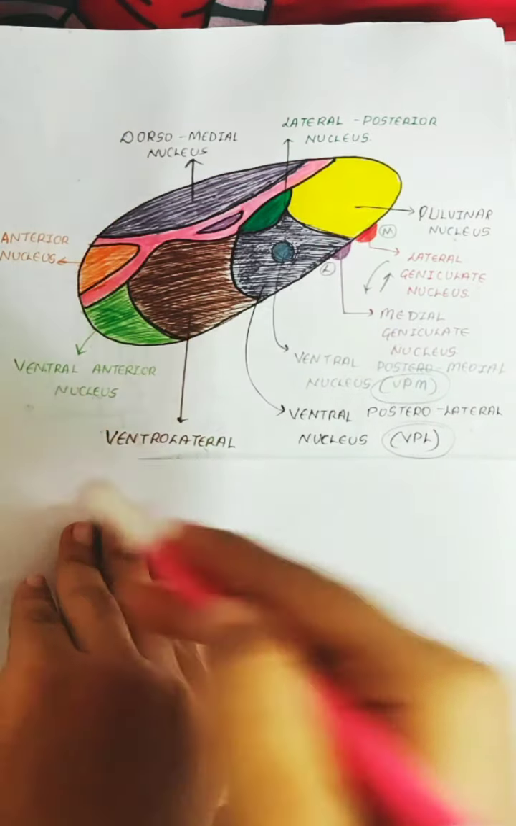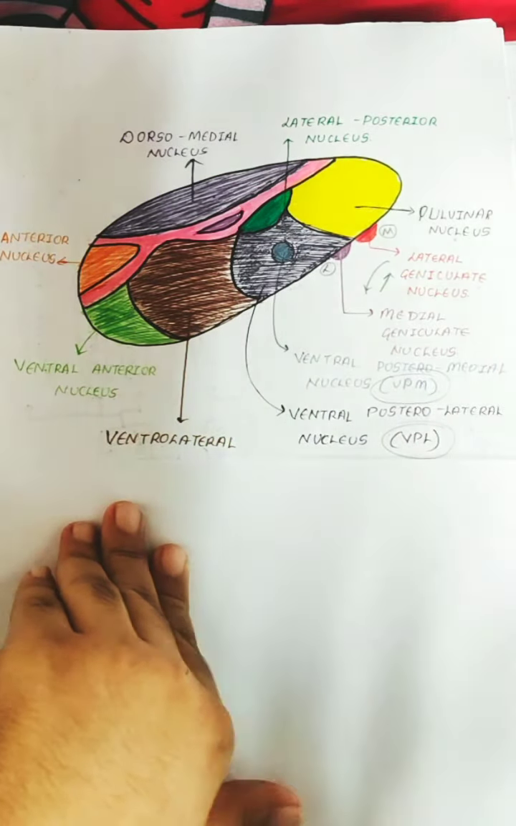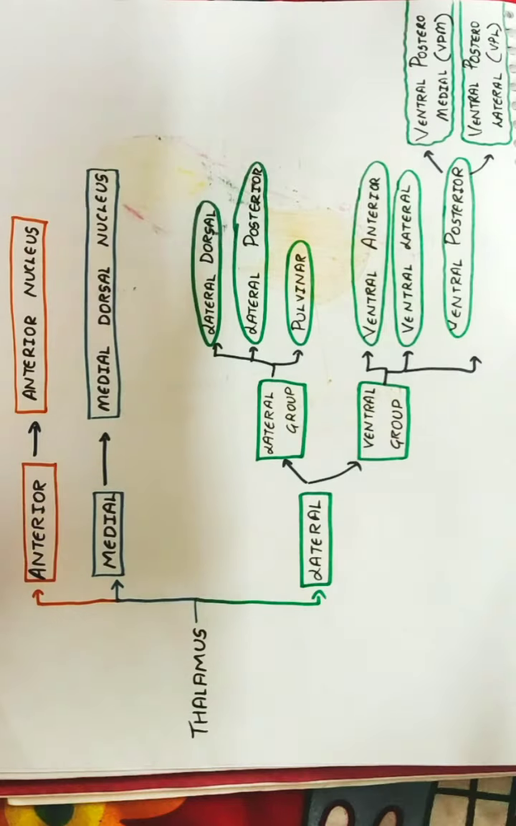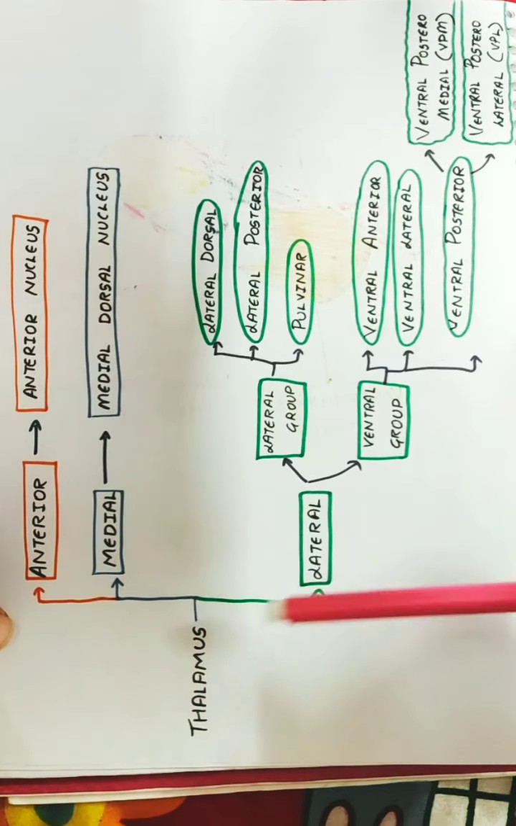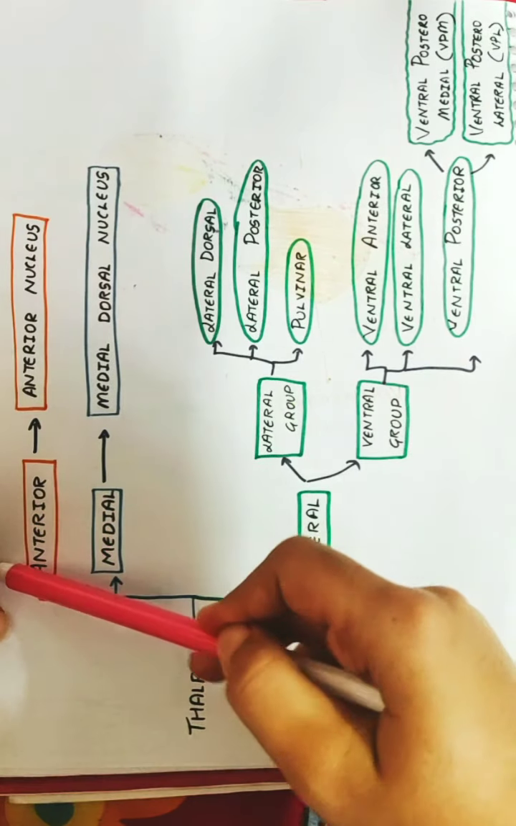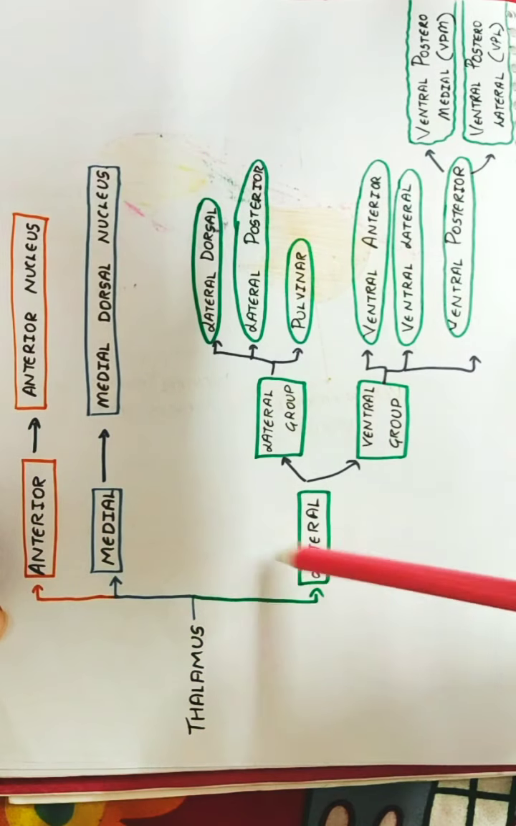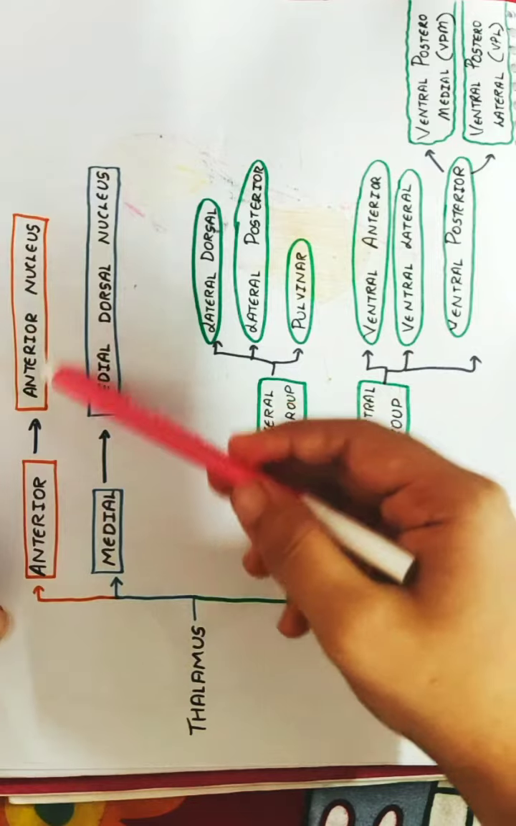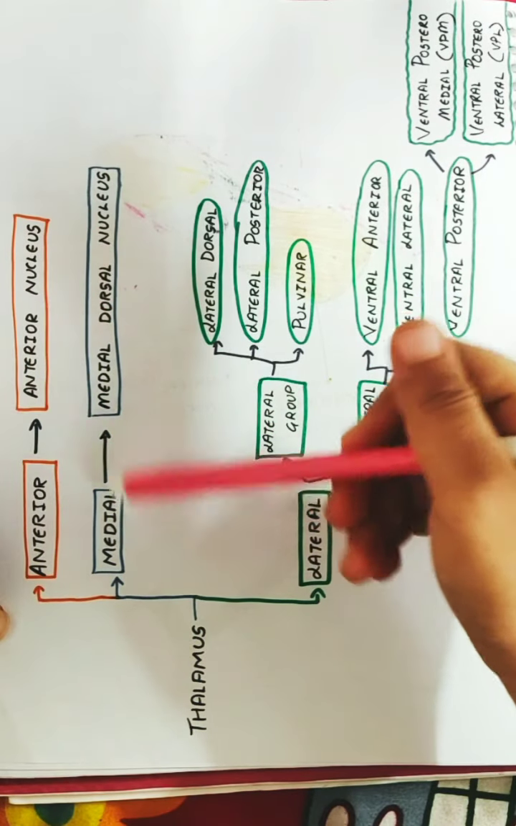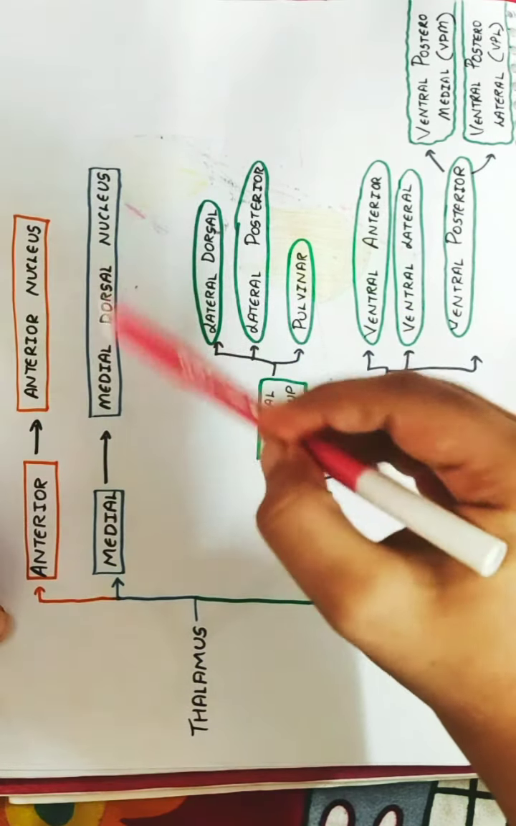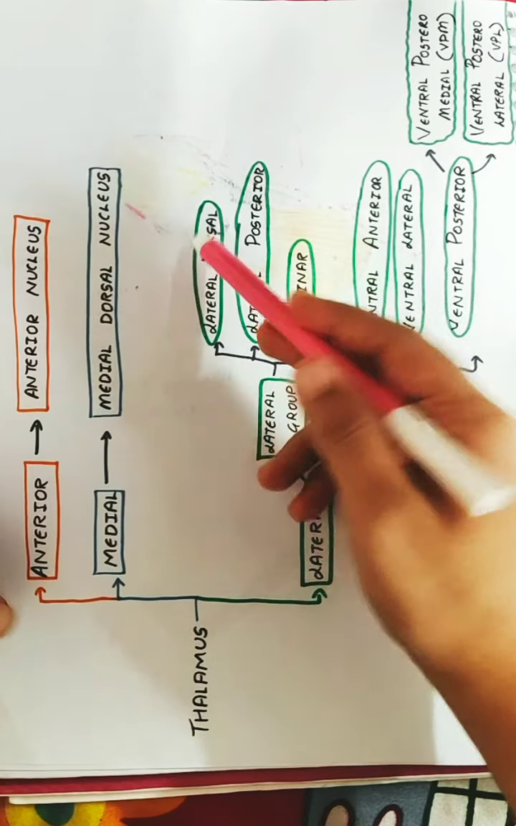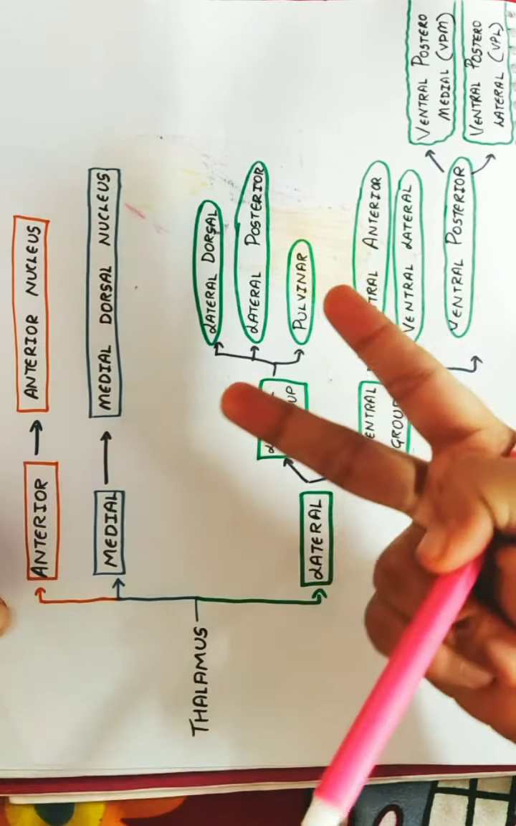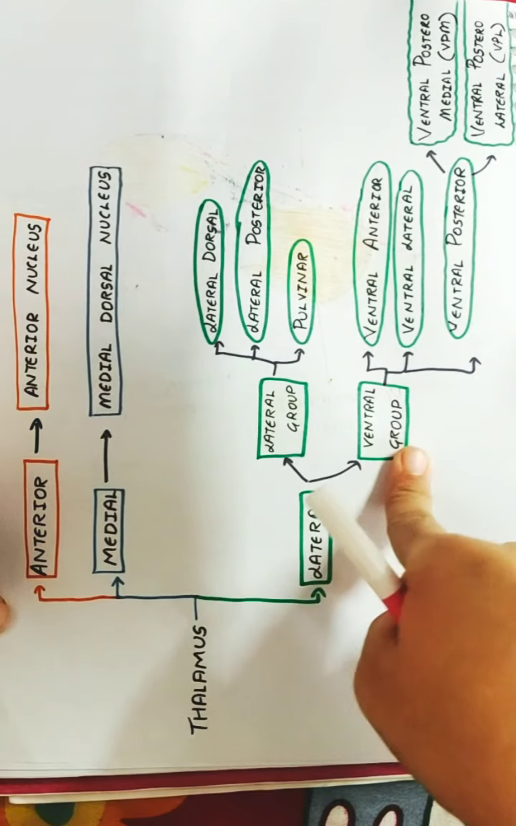So I have made a chart of these nuclei so that you can remember them in an easier way. So this is the chart. In the thalamus, you have three parts: anterior nucleus, medial nucleus, and lateral nucleus. In the anterior part, you have the anterior nucleus. In the medial part, you have the medial dorsal nucleus or dorsomedial nucleus. Both are the same thing. After that, in the lateral part, you have two main groups: lateral group as well as ventral group.